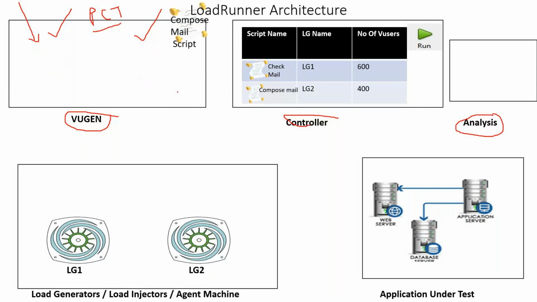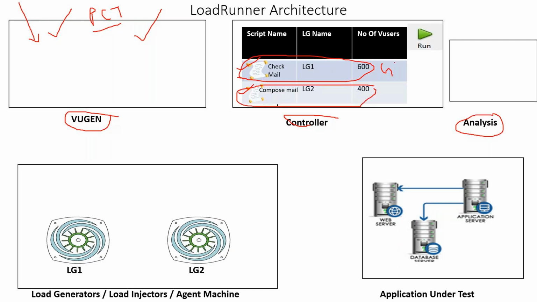Okay, you upload those scripts into the controller. By the way, there are two scripts here. In the controller it shows up like this. This is what we call a group. This is one group, this is another group. Let's call this group one and this group two. So you have two groups.